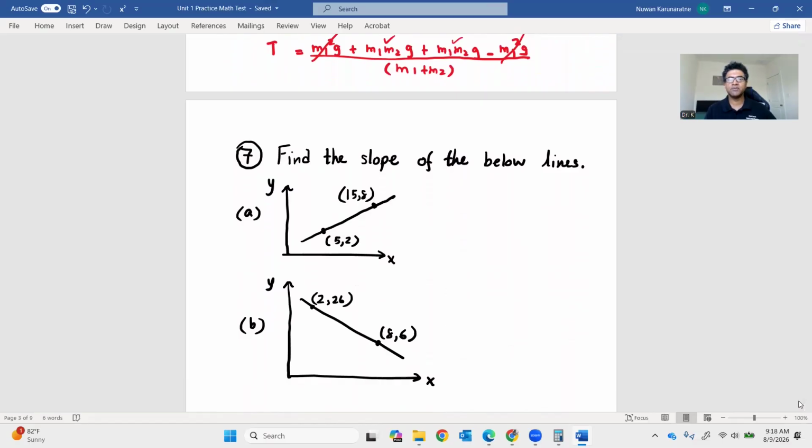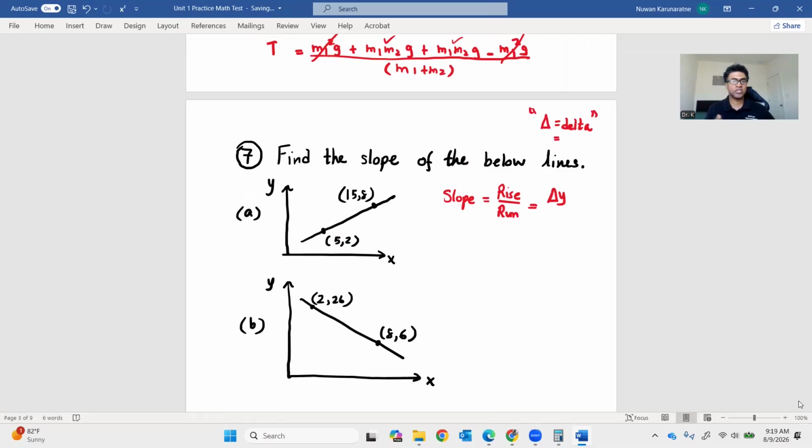Number 7 is simple. Find the slope. I think you guys know what the slope is. Slope, simply stated, rise over run, or in other words, rise means like a vertical change. So that's our y. So change in y. Remember that delta sign, that's the delta symbol. Delta. So if you see this, that means it's talking about a change.